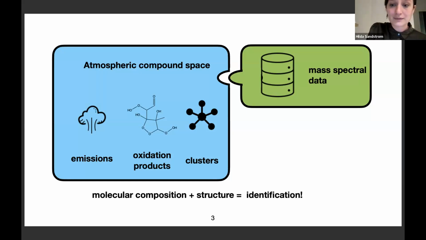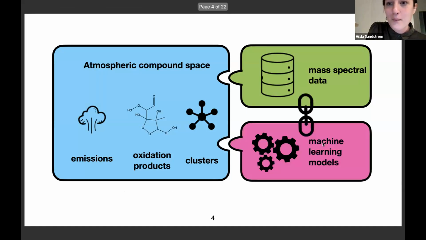And in our work, we would like to integrate machine learning methods into this workflow, both to make this process faster and more accurate.